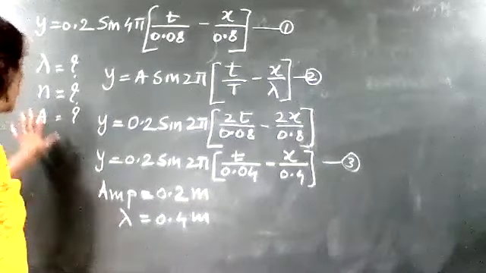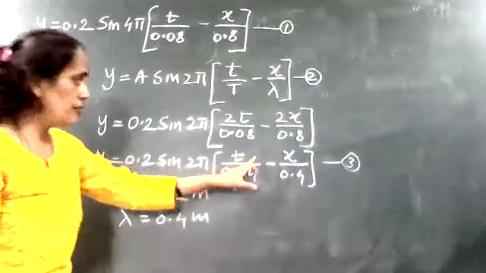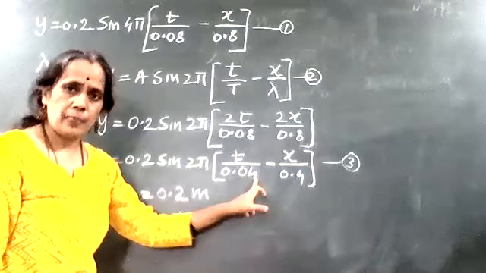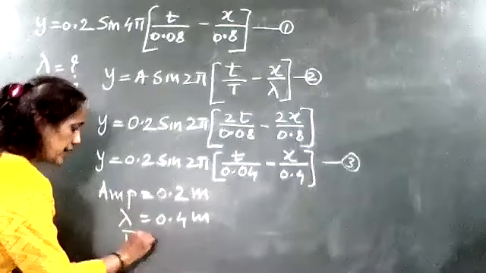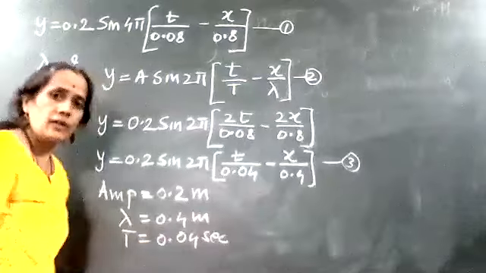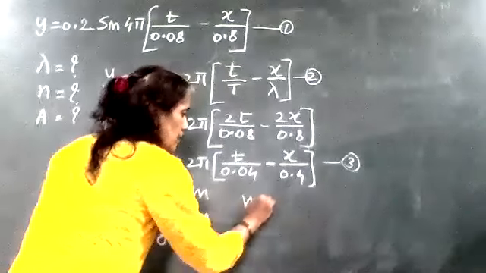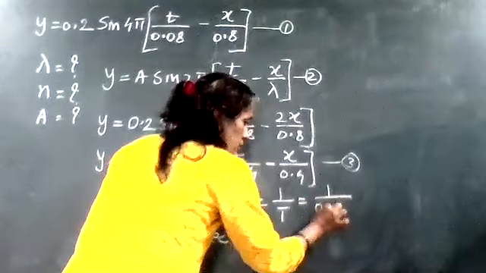Fine? Then frequency. What is frequency here? Instead of frequency I am getting the period here. The period is 0.04, so I will say the period is equal to 0.04 second. So the frequency, which is equal to 1 upon the period, can be written as 1 upon 0.04.